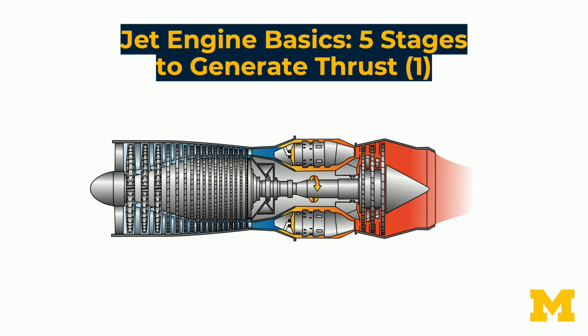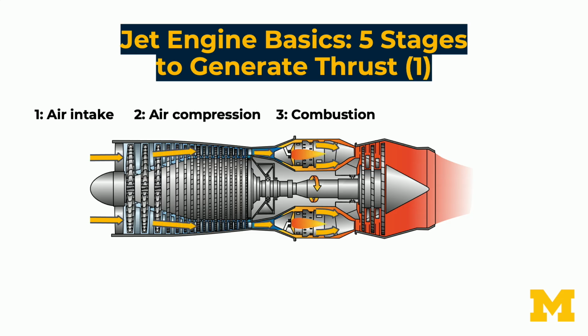The jet engine has 5 stages to generate thrust. The first is that air comes in on the left side, and there are fan blades that sort of act like propellers, and they bring that air in and they compress that air. That air goes into a combustion chamber where it's mixed with fuel. That fuel and oxygen get mixed up, it burns, and then it is exhausted out the back. That exhausted air actually passes through some fan blades that you see on the right-hand side.